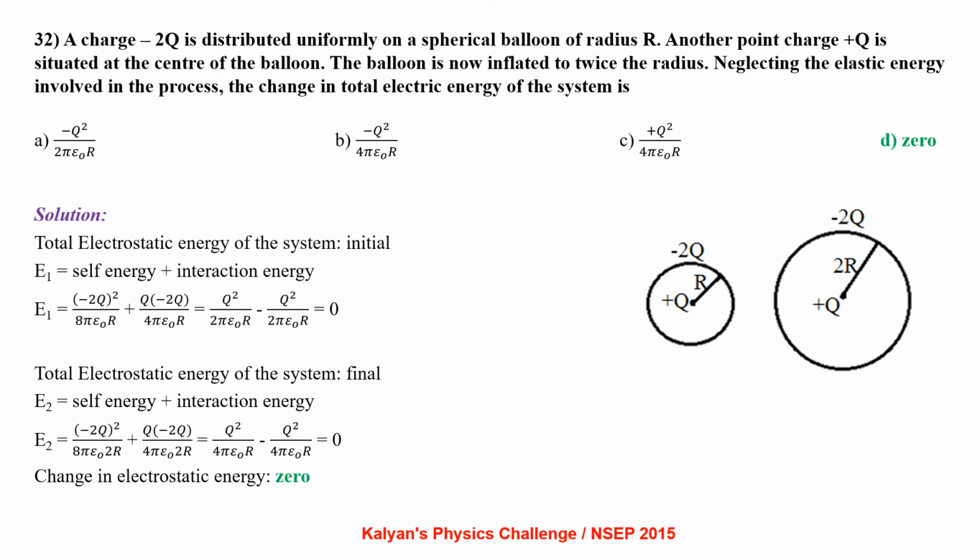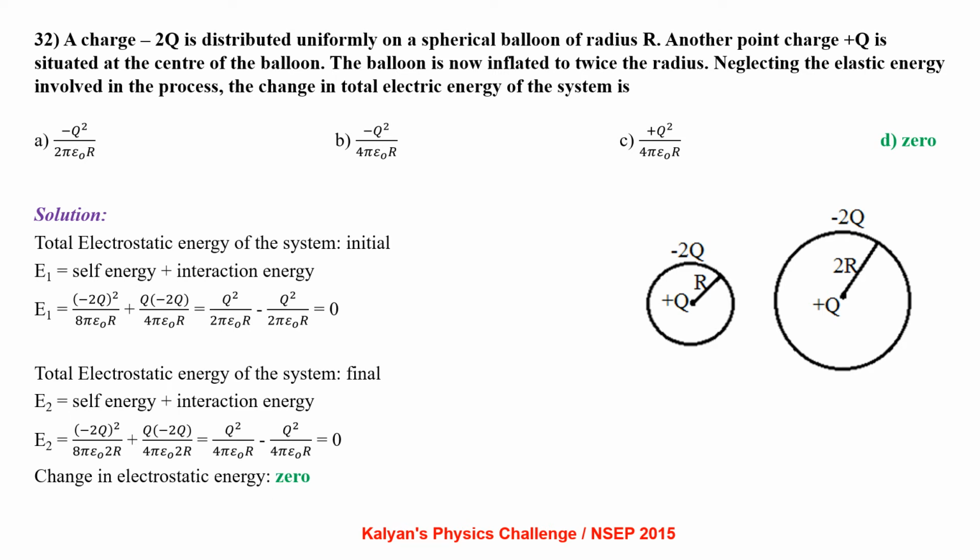A charge minus 2q is distributed uniformly on a spherical balloon of radius capital R. Another point charge plus q is situated at the center of the balloon. The balloon is now inflated to twice its radius, neglecting elastic energy involved in the process. The change in total electrical energy of the system is?